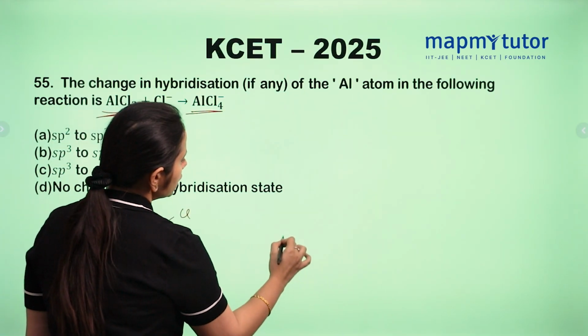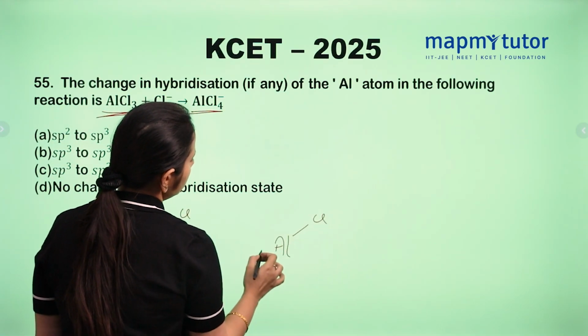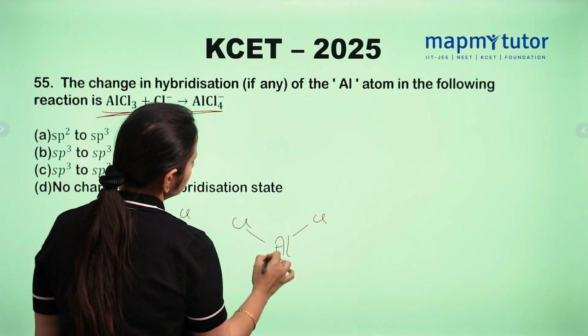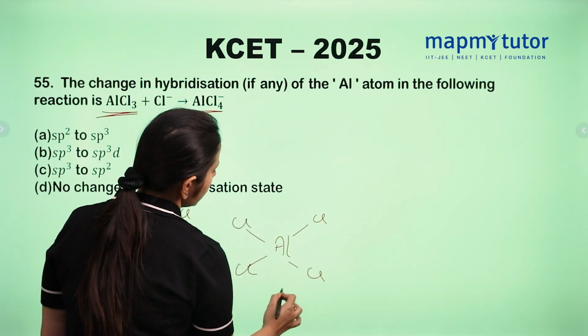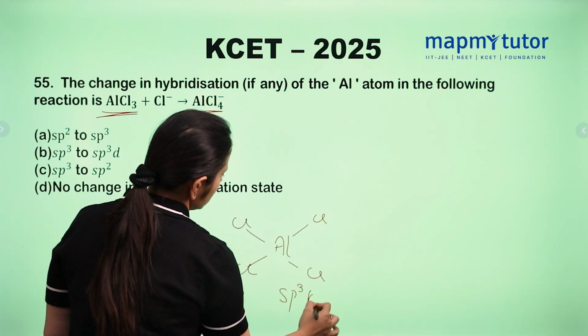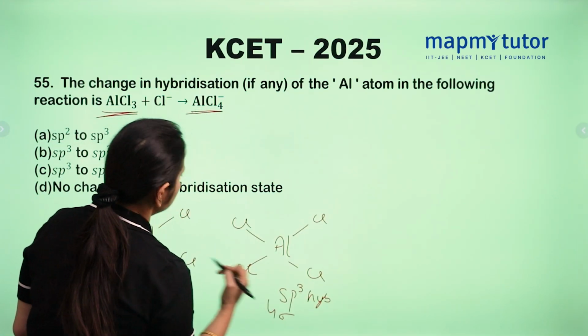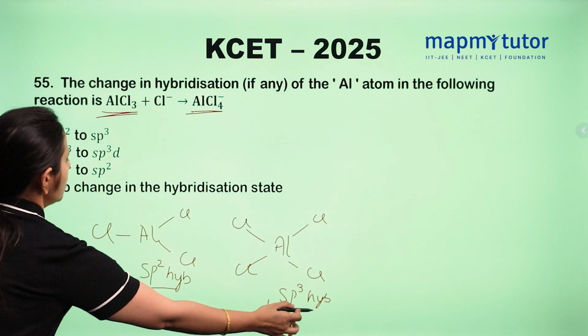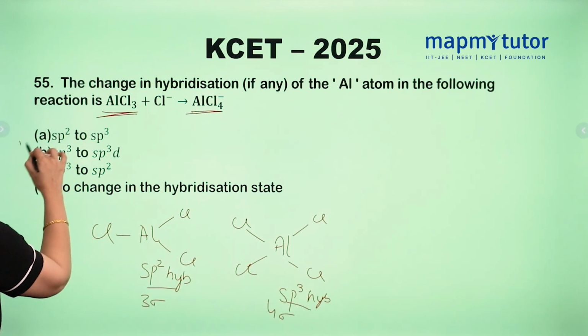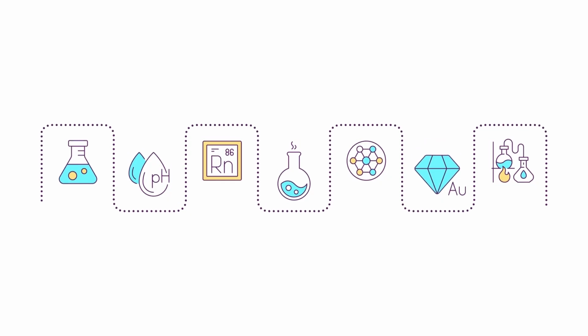And by adding one more chlorine to it, it will be sp3 hybridized. Here 3 sigma bonds are there and here 4 sigma bonds are there. So it is moving from sp2 to sp3 hybridization. So A is the right option.